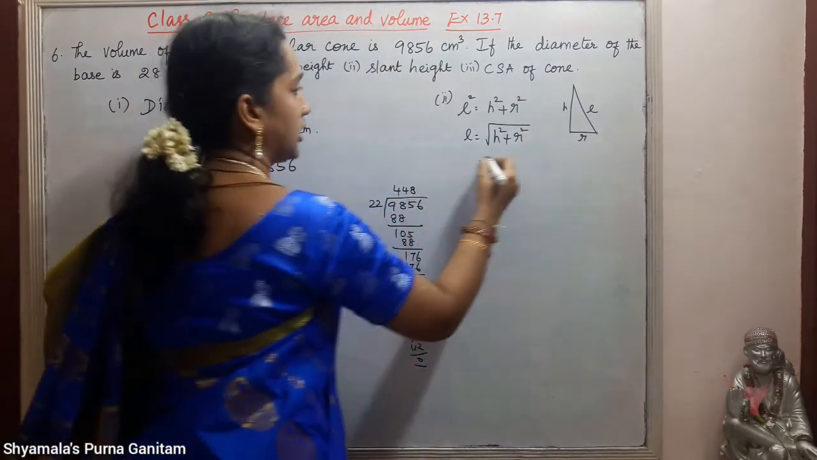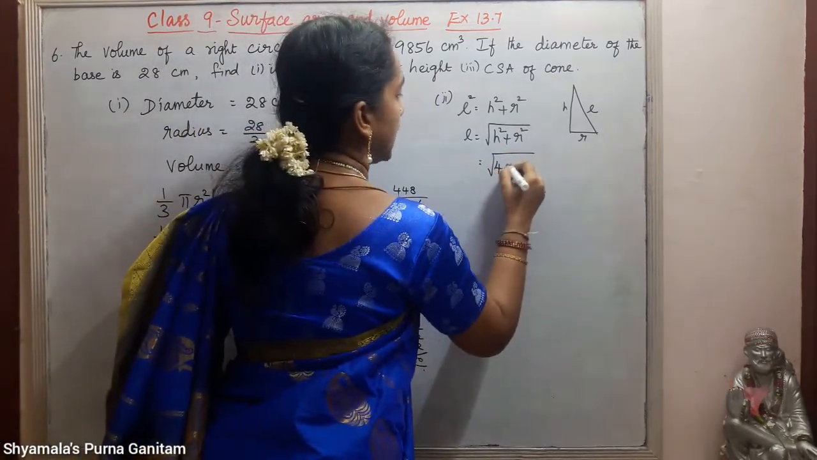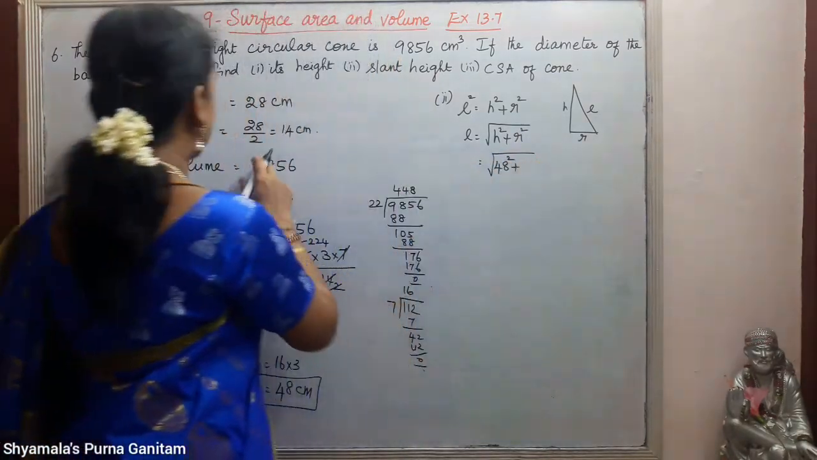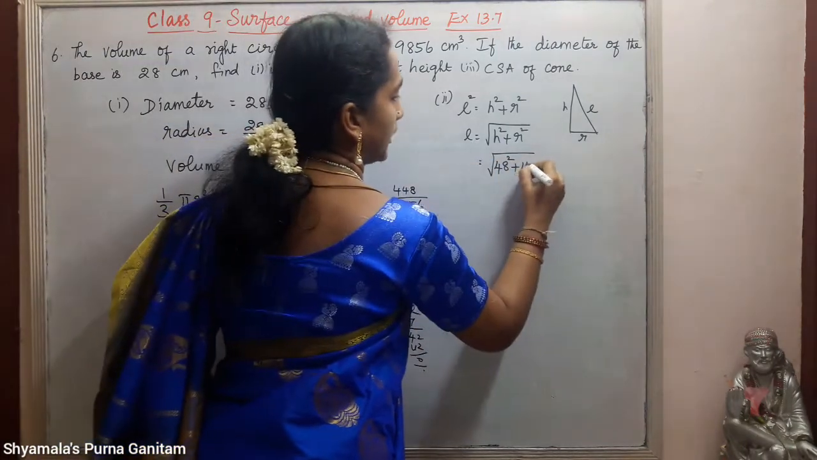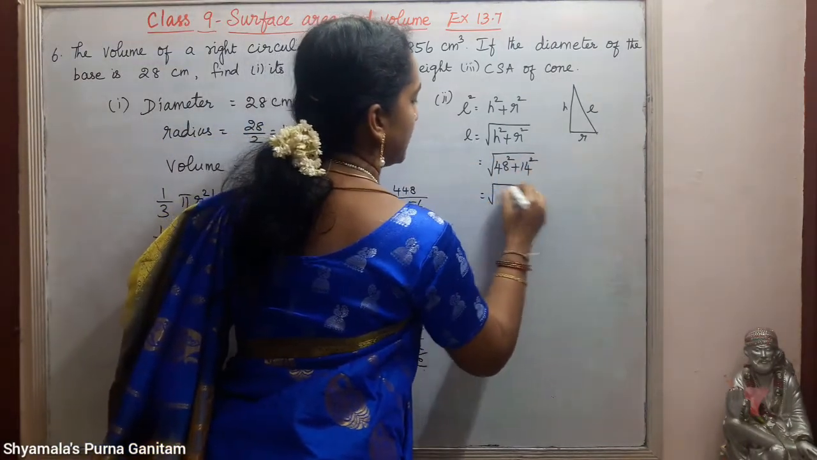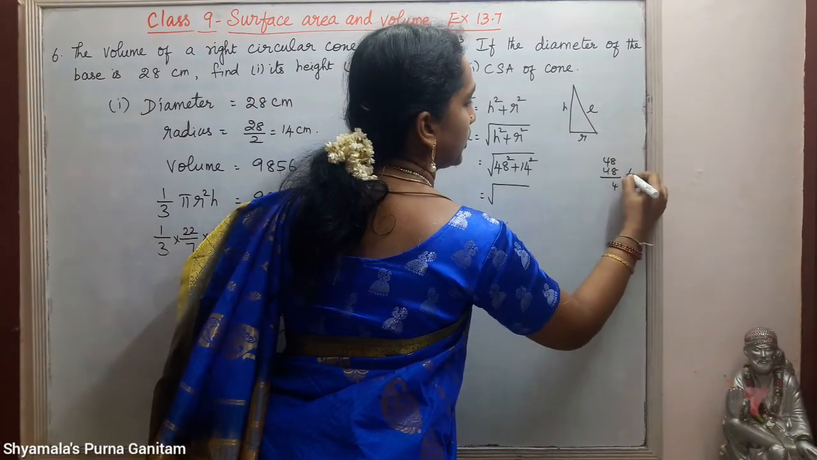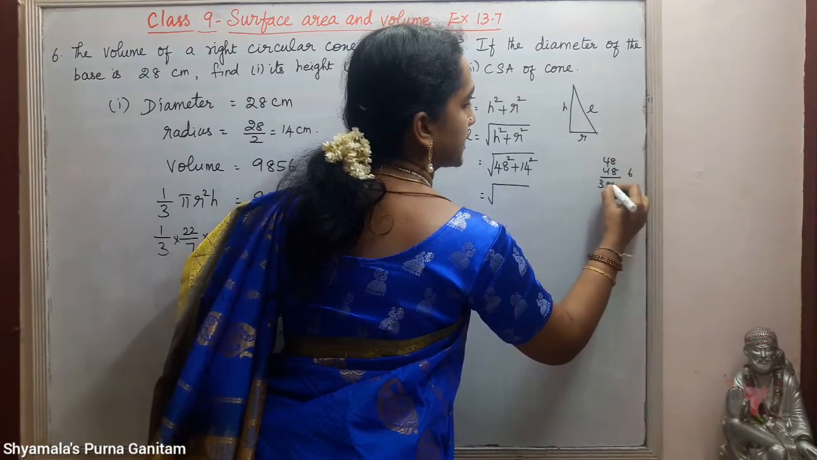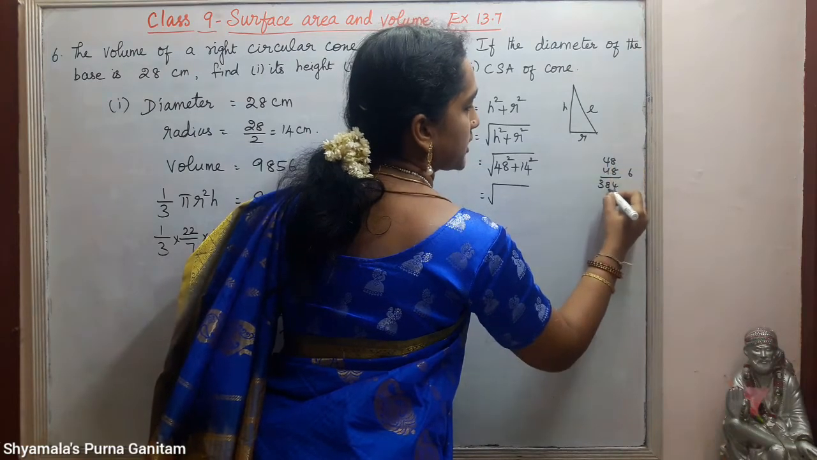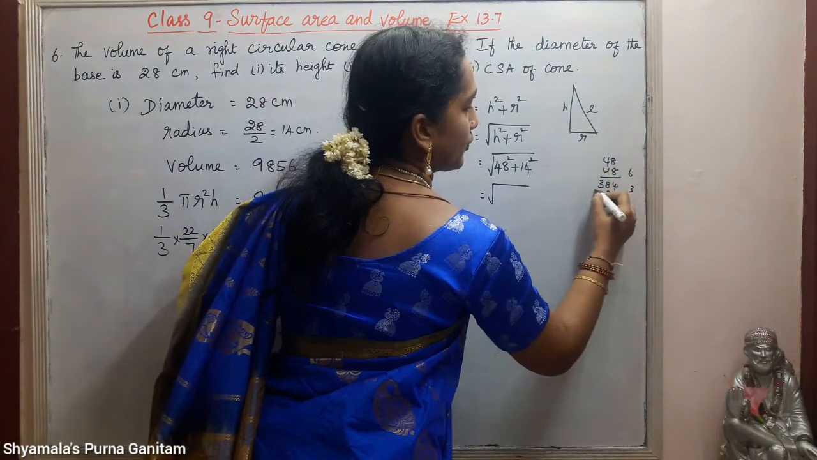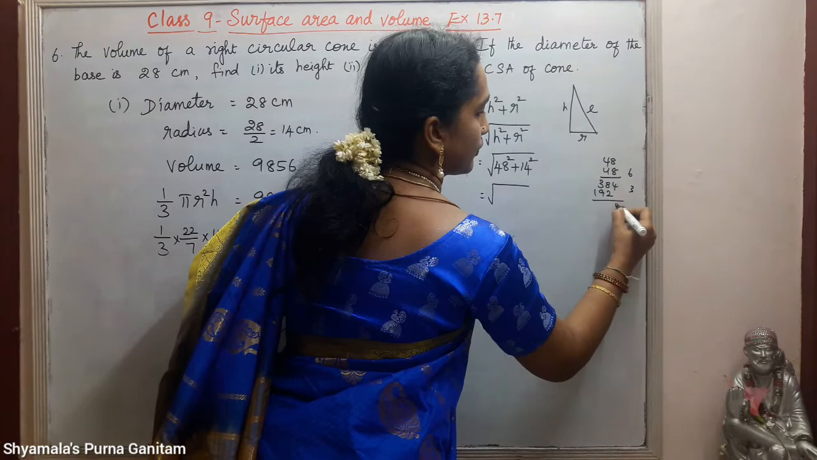So L is equal to root of h squared plus r squared. The height we got as 48, so 48 squared plus radius 14 squared. We will simplify this. 48 into 48: 8 8s are 64, 8 4s are 32 plus 6 is 38, 8 4s are 32, 3, 4 4s are 16, 19, so 4 10.